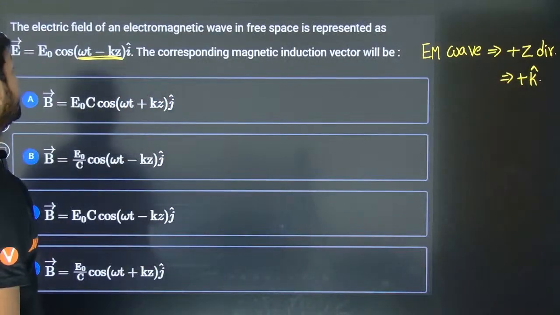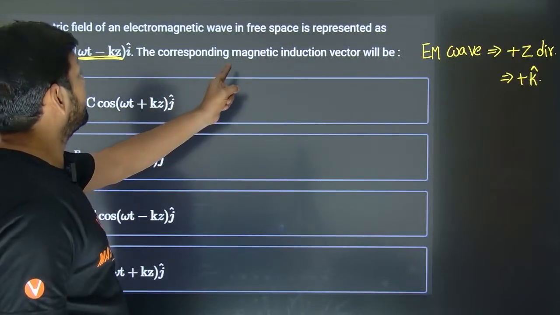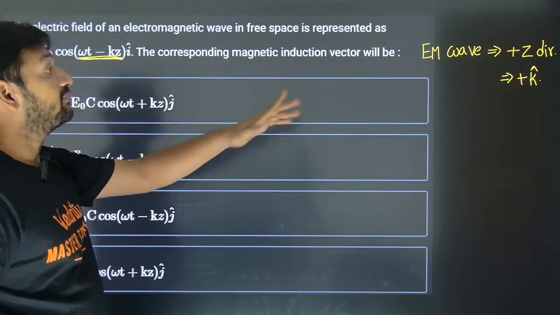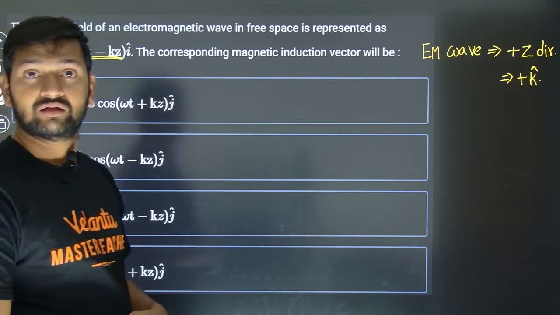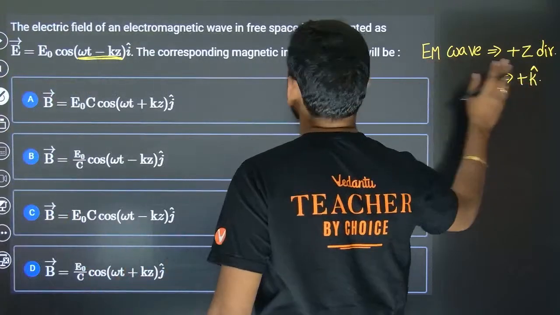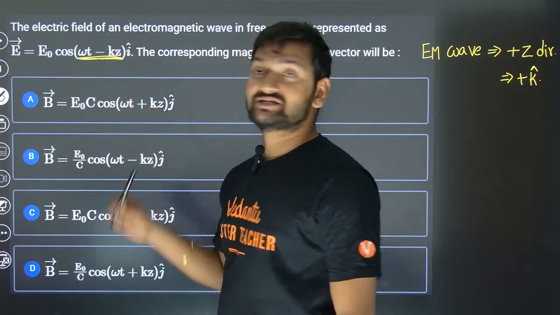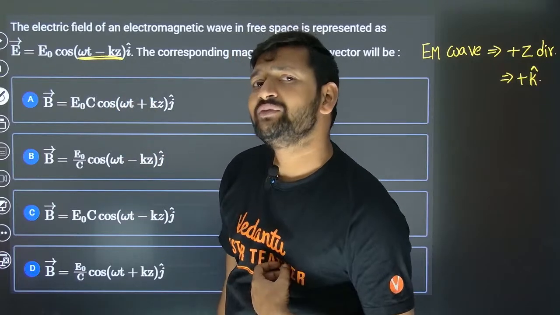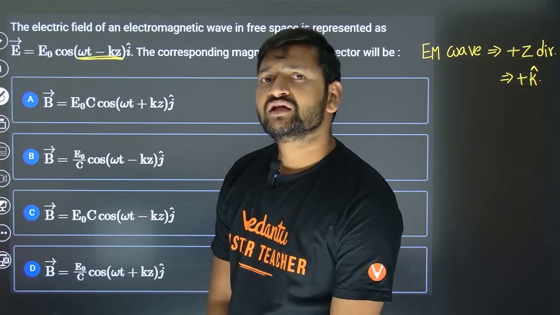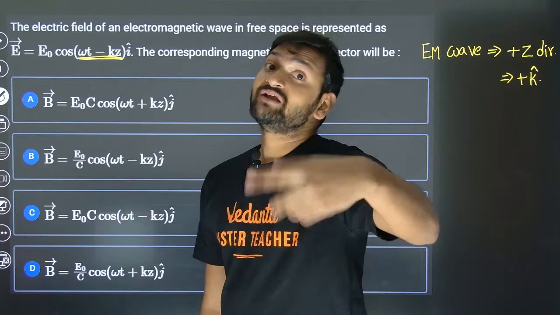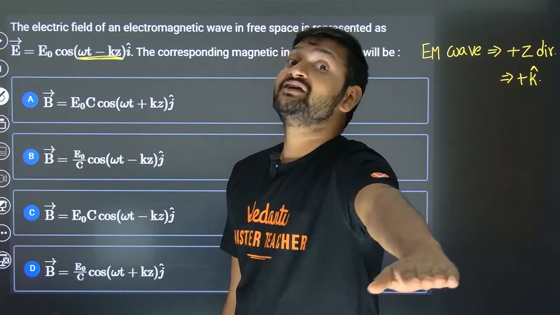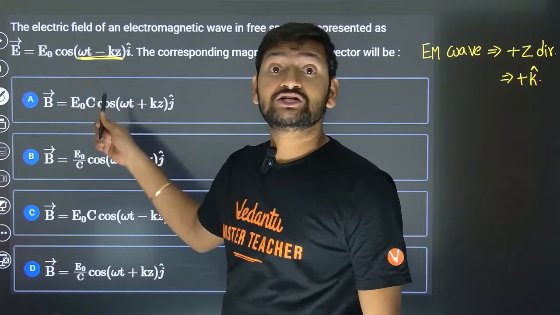Now they are talking about what? The corresponding magnetic induction vector will be. Right? Wave is in k direction, electric field is in i direction, then magnetic field should be in j direction. And one more thing, electric field and magnetic field will be in perfect sync. That means the function should be the same.